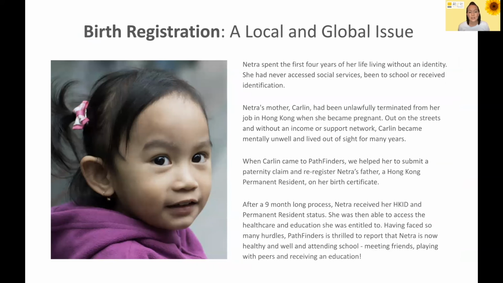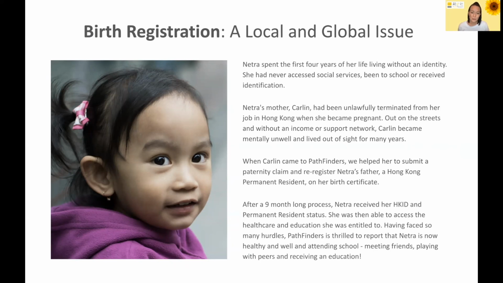At PathFinders, we support children like Netra to acquire a birth certificate and their right to an identity, including nationality. In Netra's case, as she didn't have a birth certificate, she spent the first 4 years of her life without an identity. This meant that she was never able to go to school or access public services like healthcare.